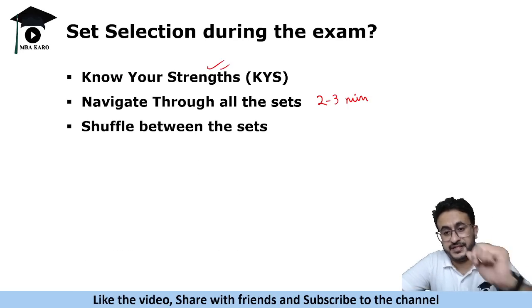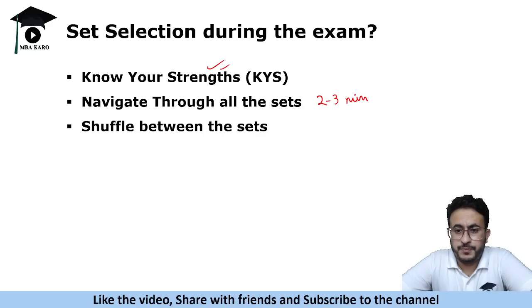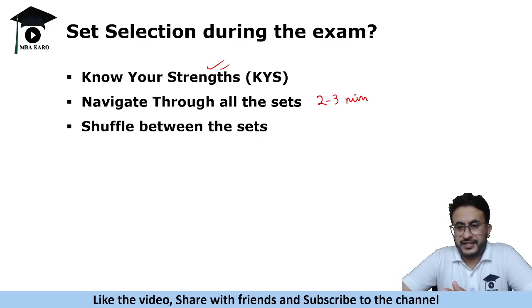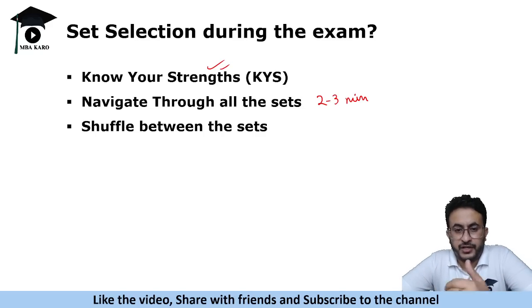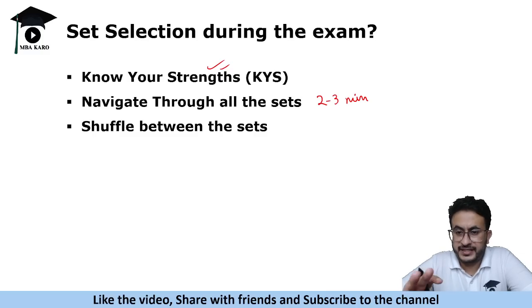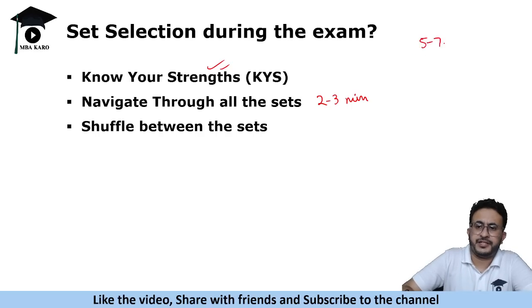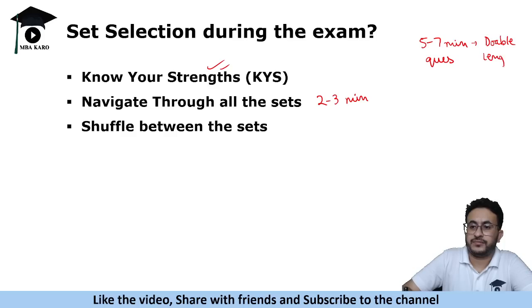Shuffle between the sets, it is very important. Now this is what most people do not do. They try to attempt one set completely, then move on to another set. Now what I do is, I see the set, let's say 2-3 minutes, I have skimmed, right? I know that this is the set that I am going to attempt. I attempt it for 5 to 7 minutes, then look at the questions. In 5 to 7 minutes you will get a bit of an idea whether it is doable in the sense that it can be done in time, or it is lengthy, or it's a trap, meaning you are completely lost in that set.